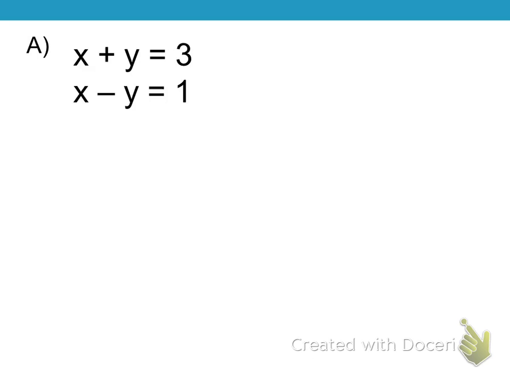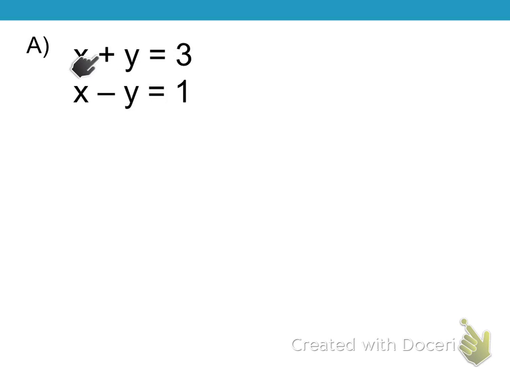Today we are learning how to solve these using the elimination method. So the key to the elimination method is to get rid of one of the variables by adding the two equations together. Some people call it the opposites method because the trick is to get opposite coefficients on one of the variables.